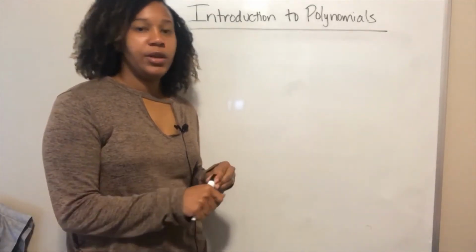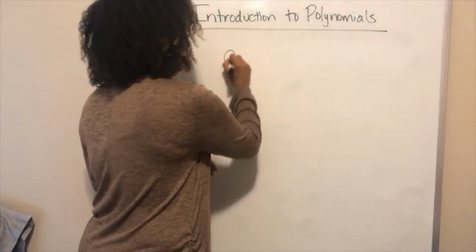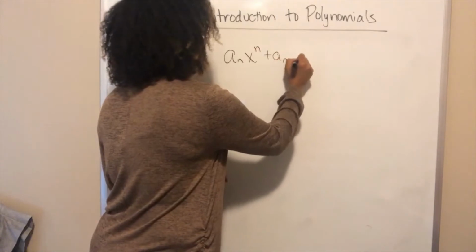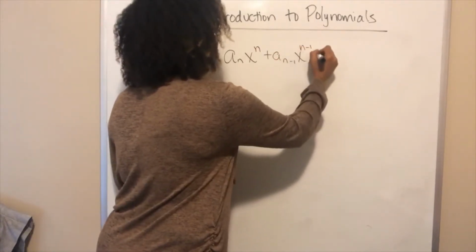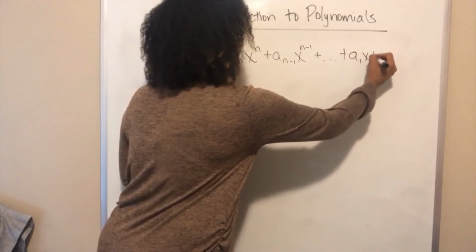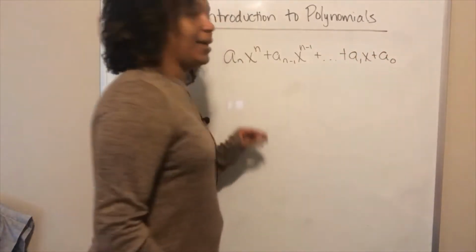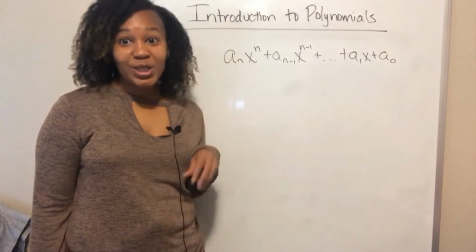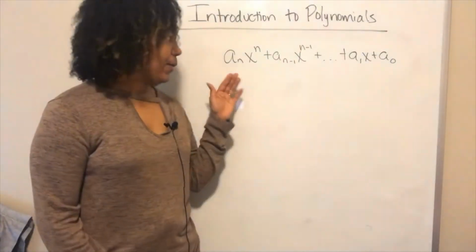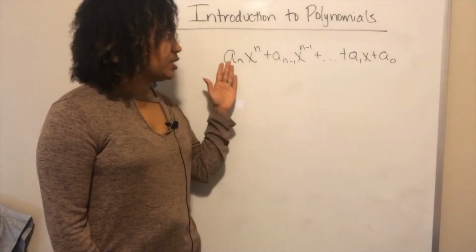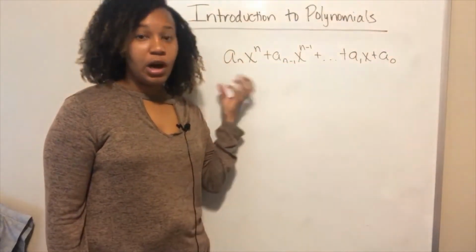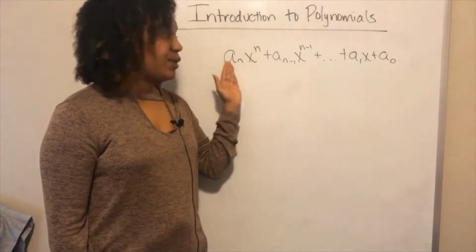A polynomial is an expression of the form a(n) x to the n plus a(n) minus 1 x to the n minus 1 plus a1 x plus a0. Now I know that probably looks foreign to you, but it's okay. It's not that bad. I'm gonna break it down for you. All right. So this is just saying that it is a combination of different terms. These are called terms, where you have a variable and you have a number in front.